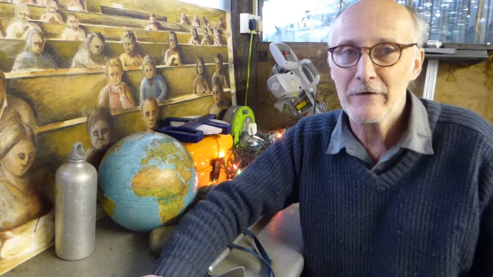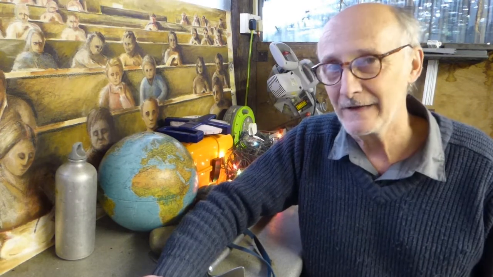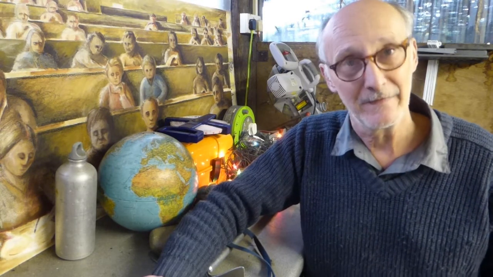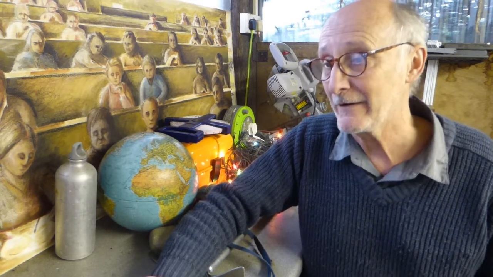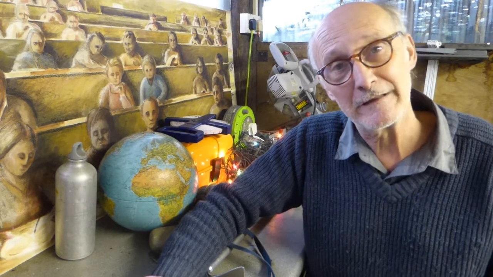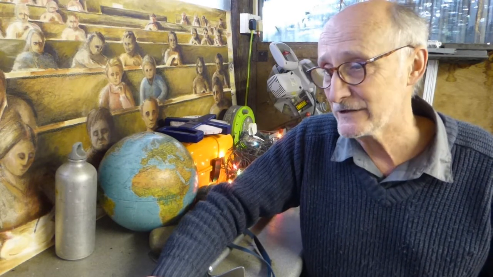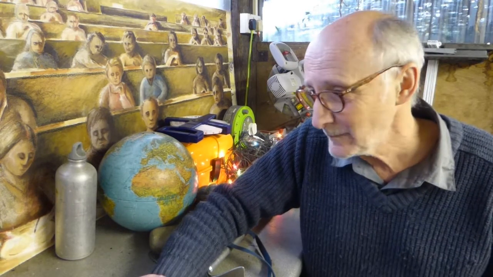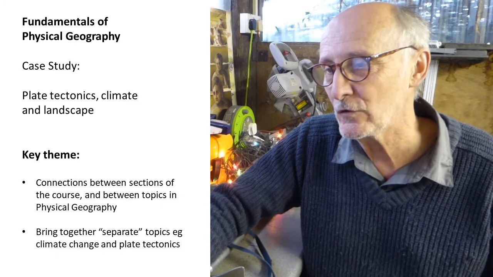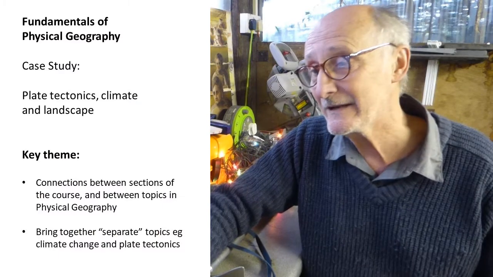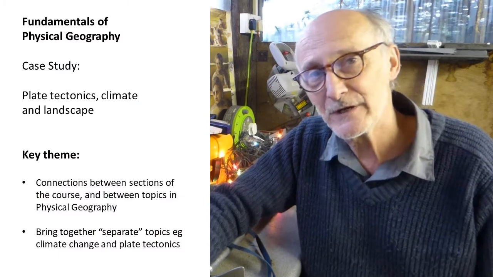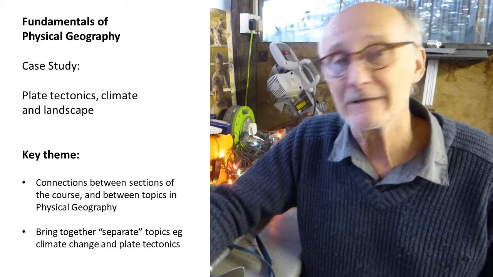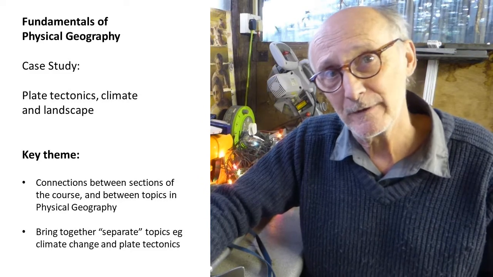So even though we necessarily learn things step by step, in the end what's really important is to be able to tie them together, see the connections between them, and thereby understand more fully how everything in the physical environment, in the natural world, is actually working. So the case study that I want to go through with you very briefly just now is just to tie together some of the ideas that we've talked about previously separately under the headings of plate tectonics, climate, and landscape. And the key theme here is that there are connections between different topics within the module.